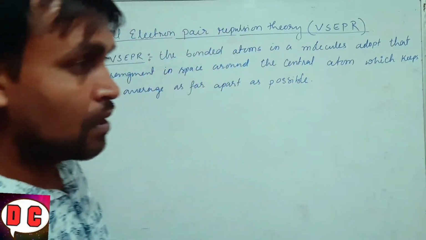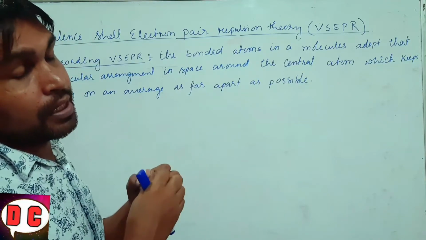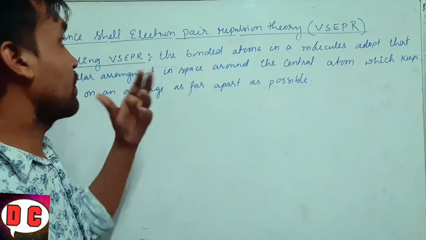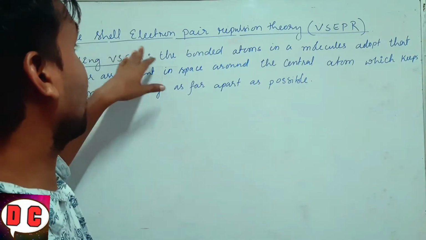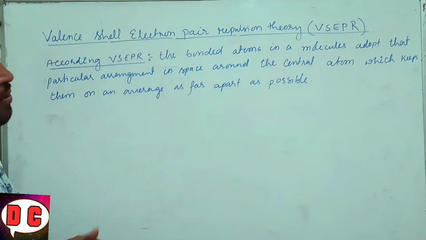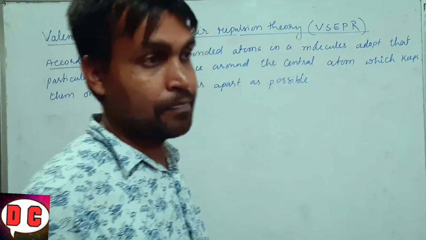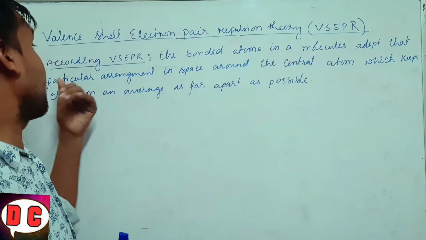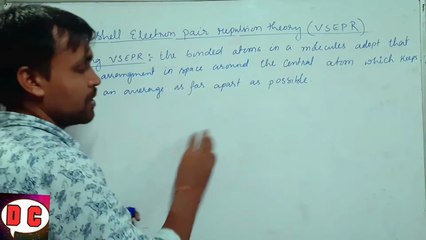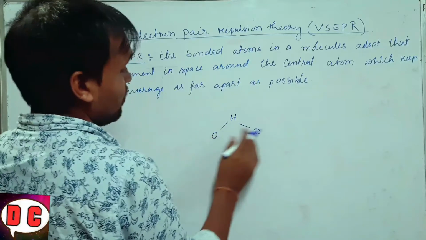His idea was that valence electrons undergo repulsions among each other, and on that basis he proposed this theory. And what does this theory state? According to VSEPR theory, the bonded atoms in a molecule adopt a particular arrangement in space. For example, H-O-O. These are called the bonded atoms.